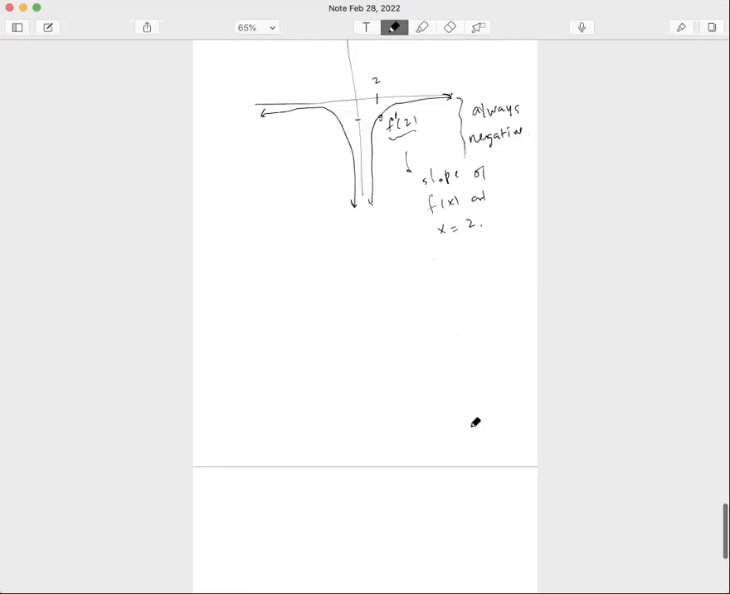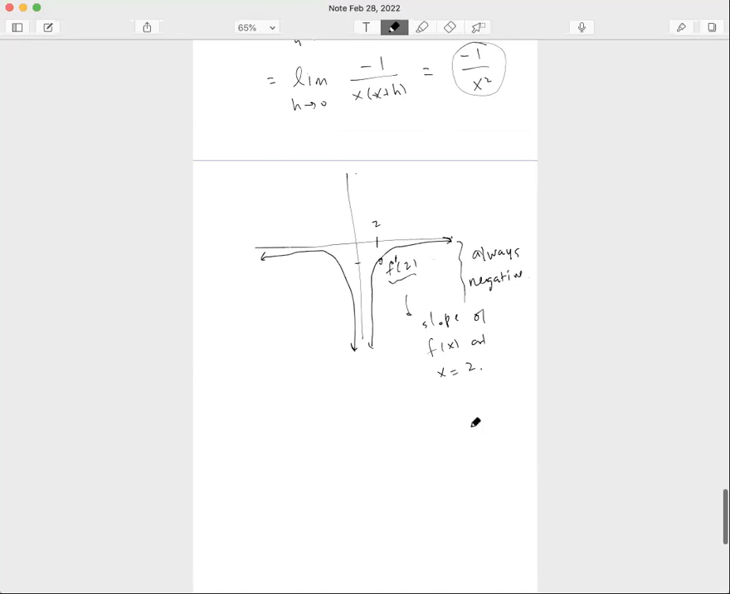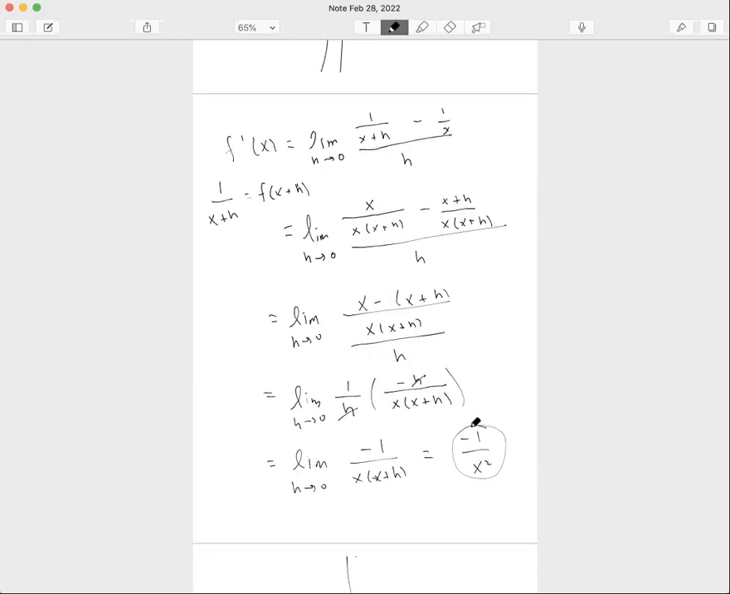Let's do another one. Any questions on that? The limit is the important thing. We'll talk about graphing later a bit more. Any questions on this problem?